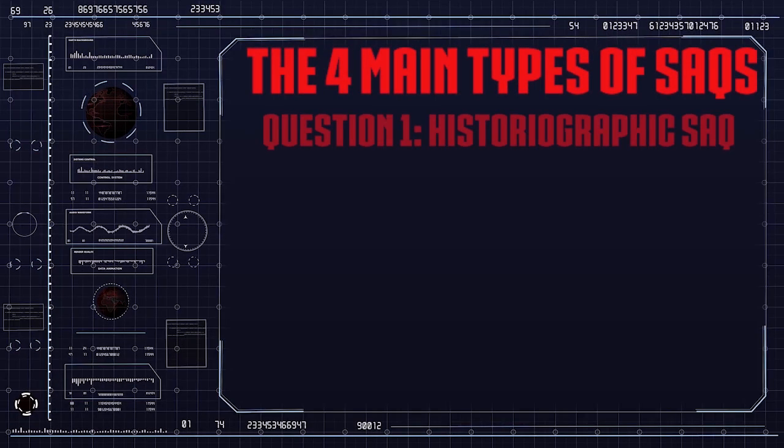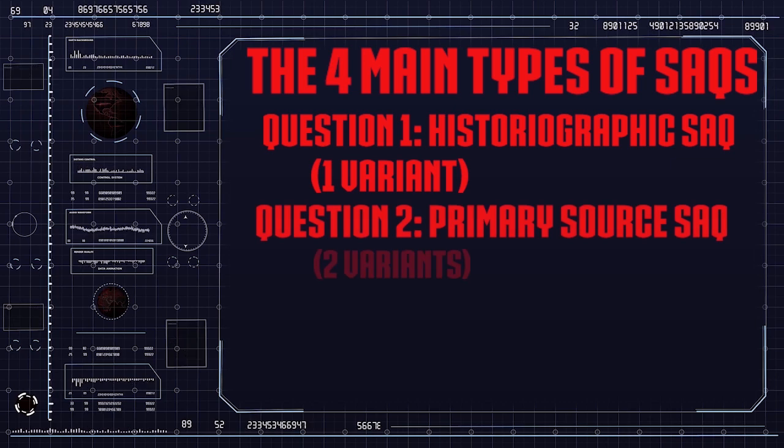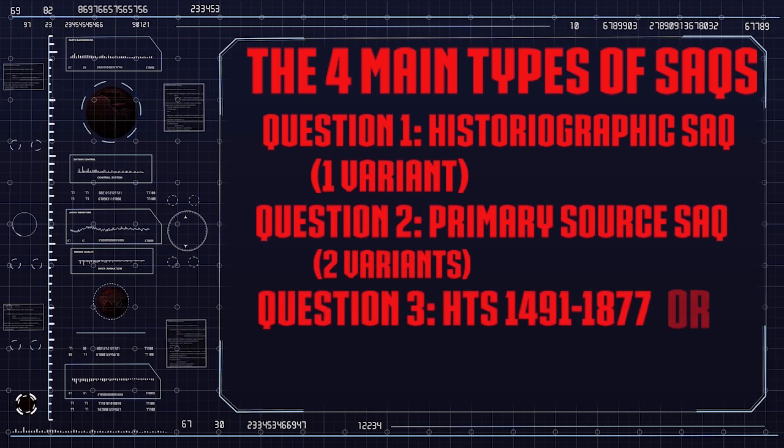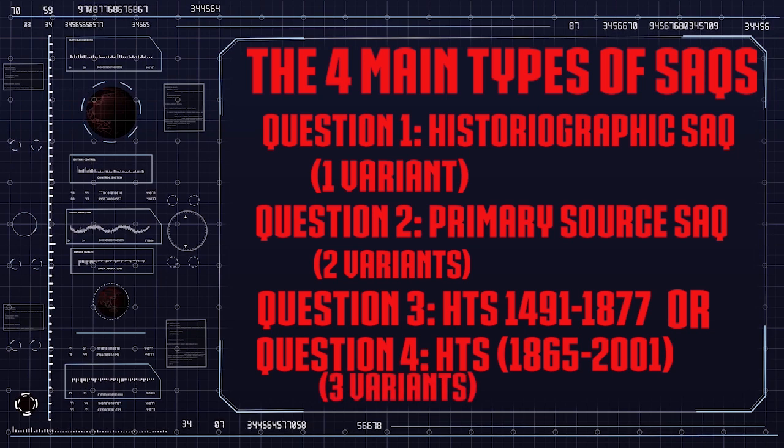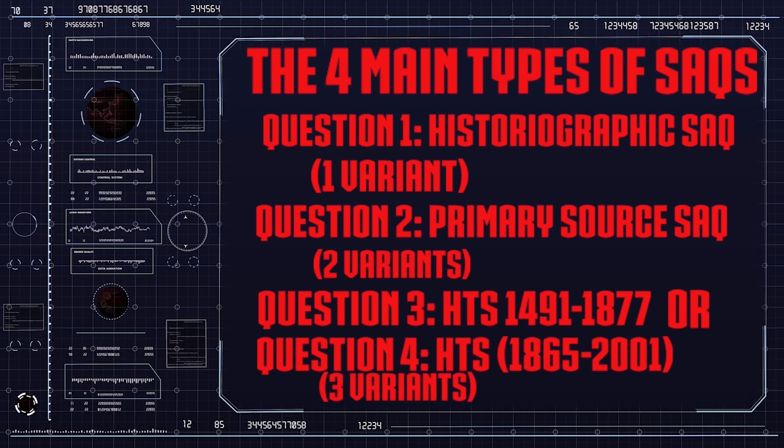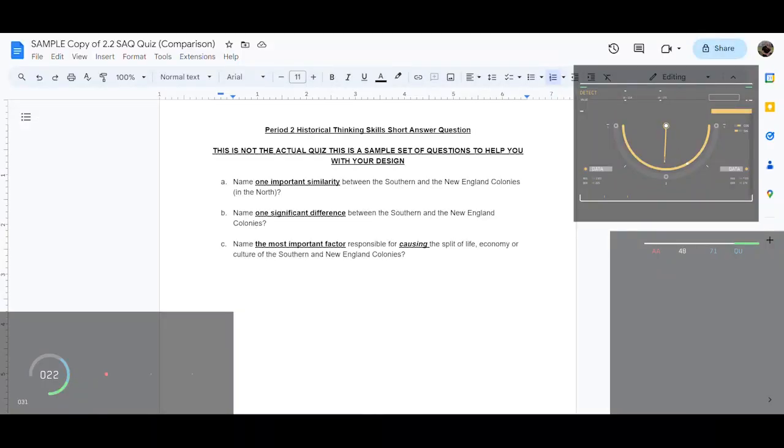The third part of a short answer question will always deal with historical thinking skills, like comparison, causation, and continuity and change over time, just like an LEQ. So one way to think of this kind of quiz is that you're writing 3 body paragraphs for a long essay question. In this particular prompt, we're comparing the similarities and differences between the New England and Southern colonies.